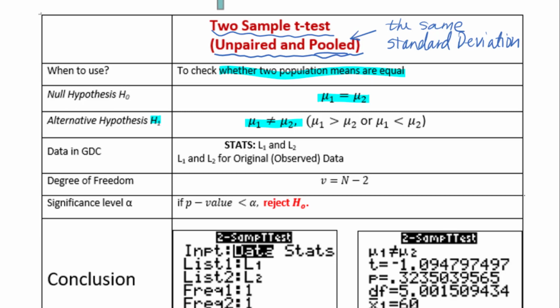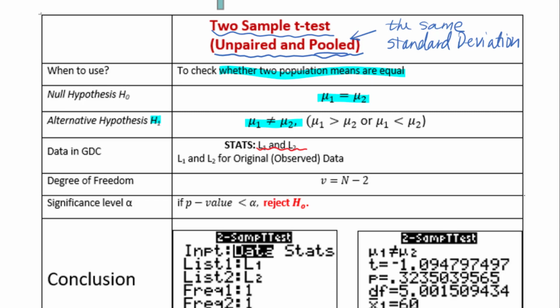How to put the data into graphing calculator? Since we have two sets of data, we use L1, L2. So put your data into L1 and L2.